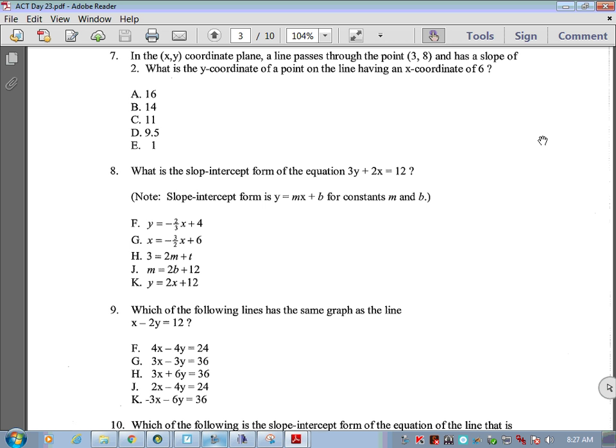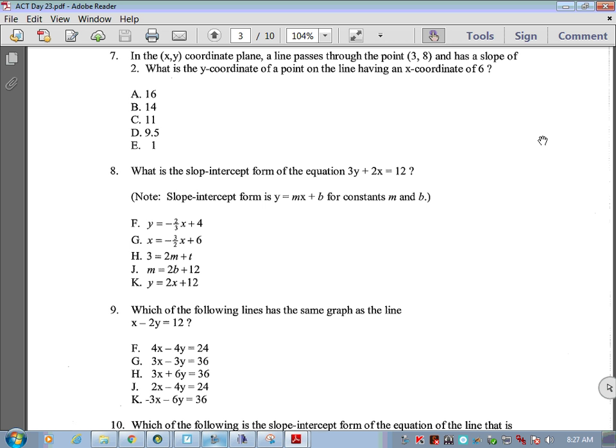7 through 10, Haley. 7. Okay. In the xy coordinate plane, a line passes through the point 3, 8, has a slope of 2. What's the y coordinate of a point on the line having an x coordinate of 6?